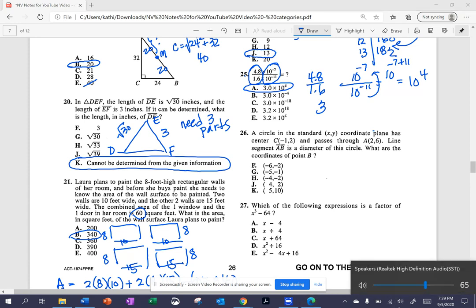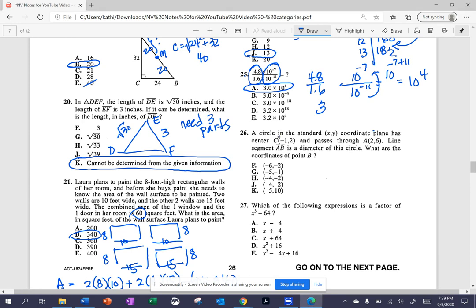Okay, so the center is H and K. So the center is at negative 1, 2. And I am going through 2, 6. So 1, 2, 1, 2, 3, 4, 5, 6. So here is my center. This is point A. So I know point B is over here somewhere.